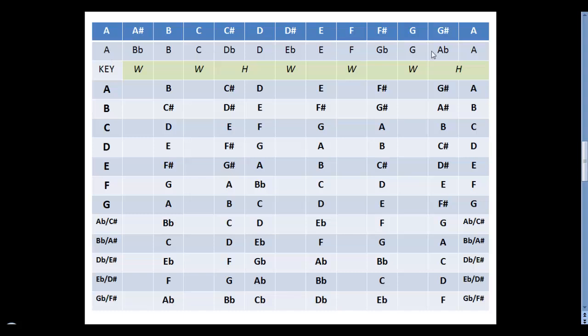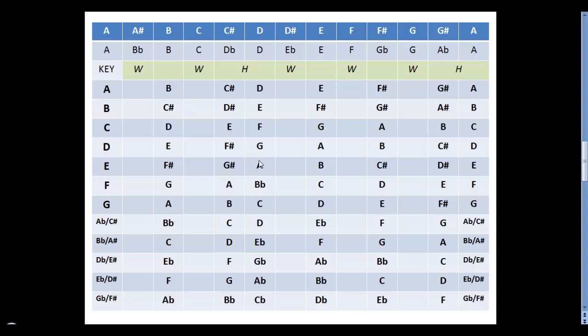The row below it is what we call the enharmonic equivalent of each of these notes. So A and A, B and B, that's easy, they're the same tone. But A sharp and B flat also are the same tone. They're the same note. They're just called different names. If I'm playing in a sharp key, I'll call it an A sharp. If I'm playing in a flat key, I'll call it a B flat.